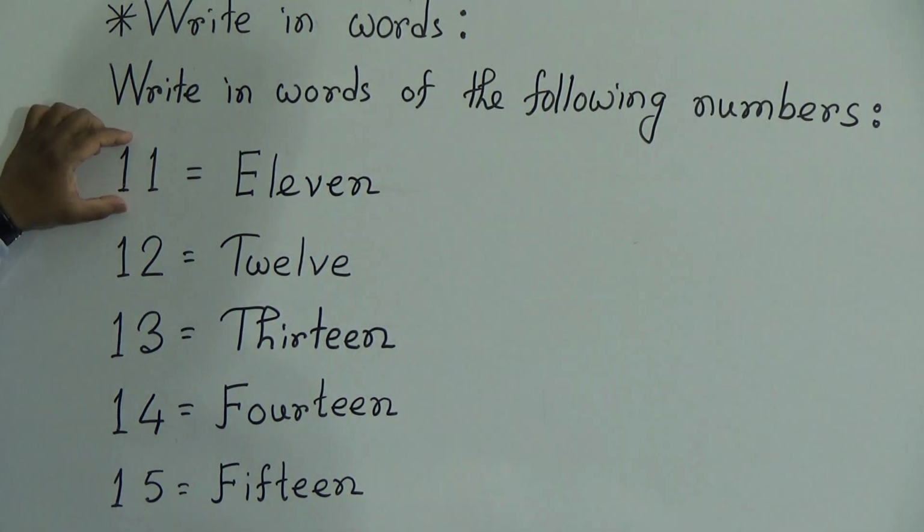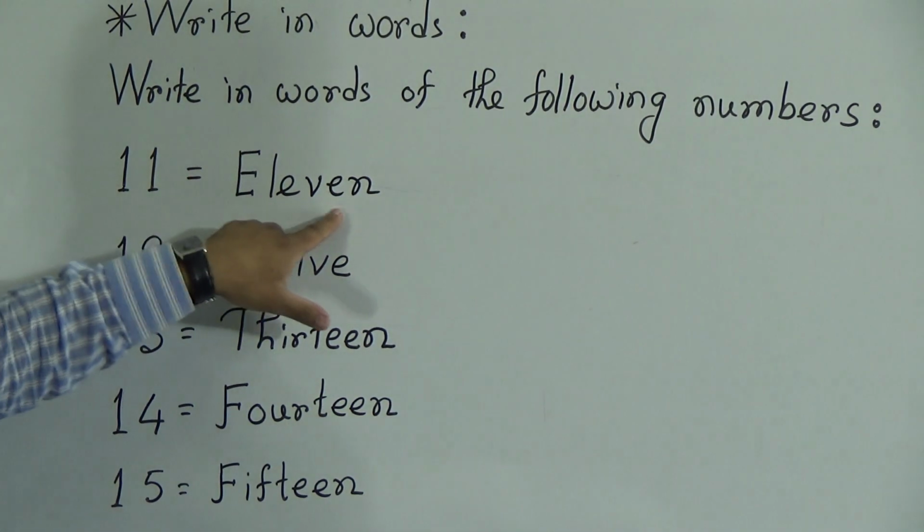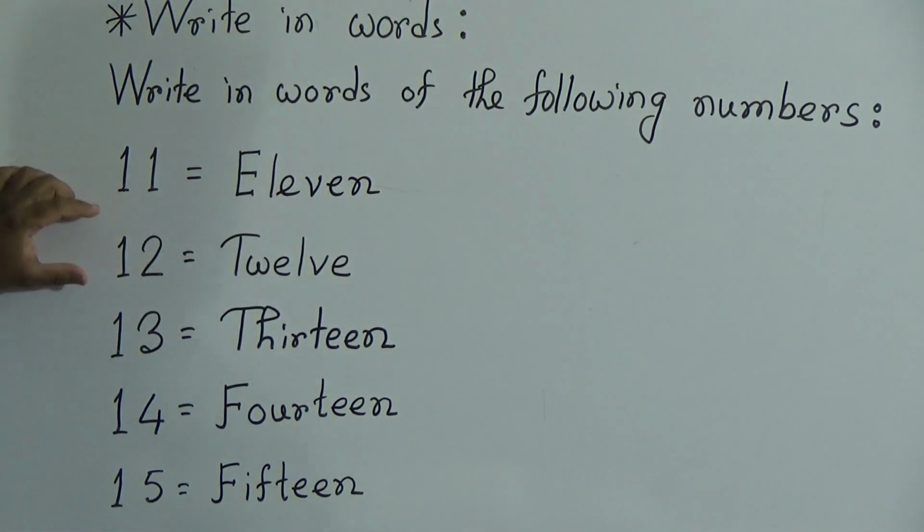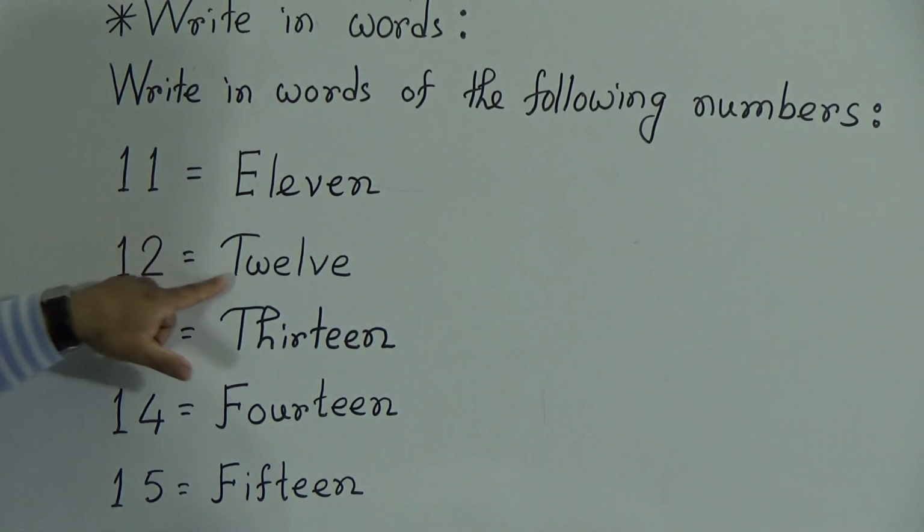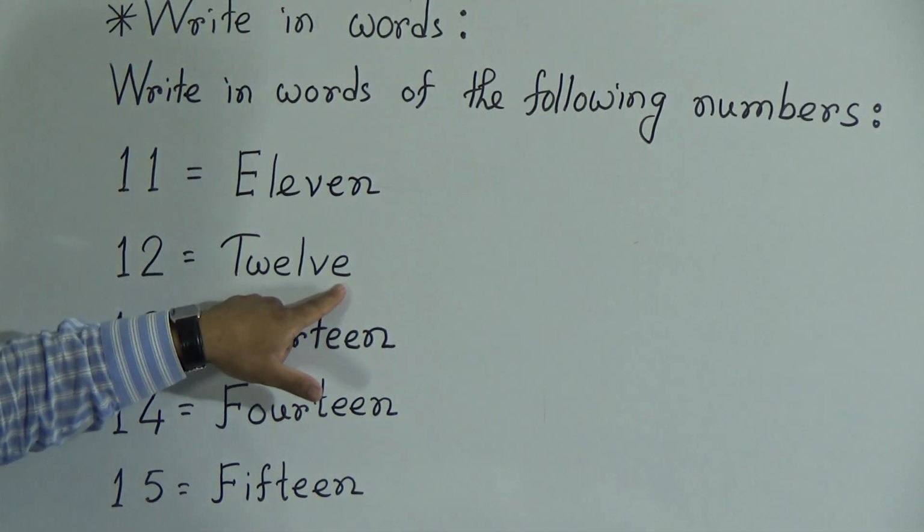The first number today is 11. The spelling of 11 is E-L-E-V-E-N, 11. Next number is 12. 1 and 2 makes the number 12. The spelling of 12 is T-W-E-L-V-E, 12.